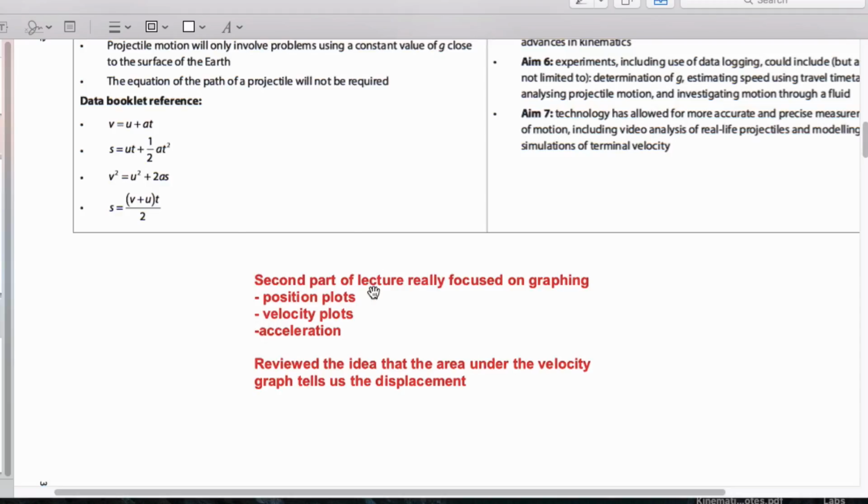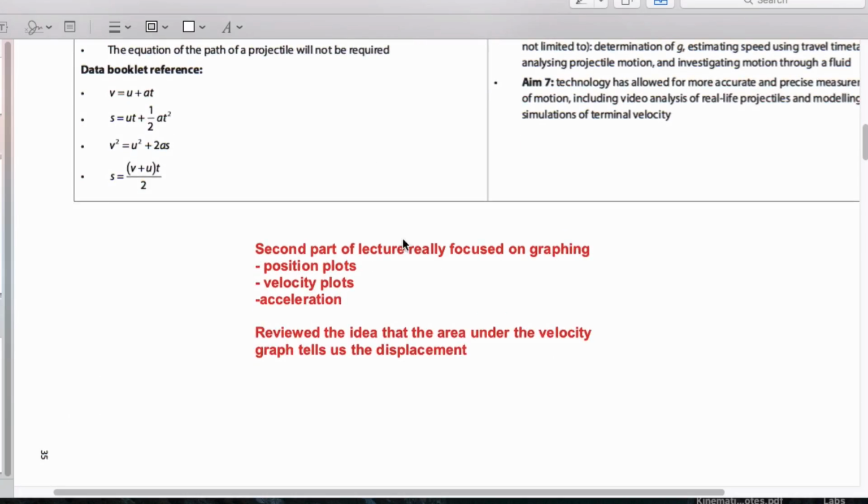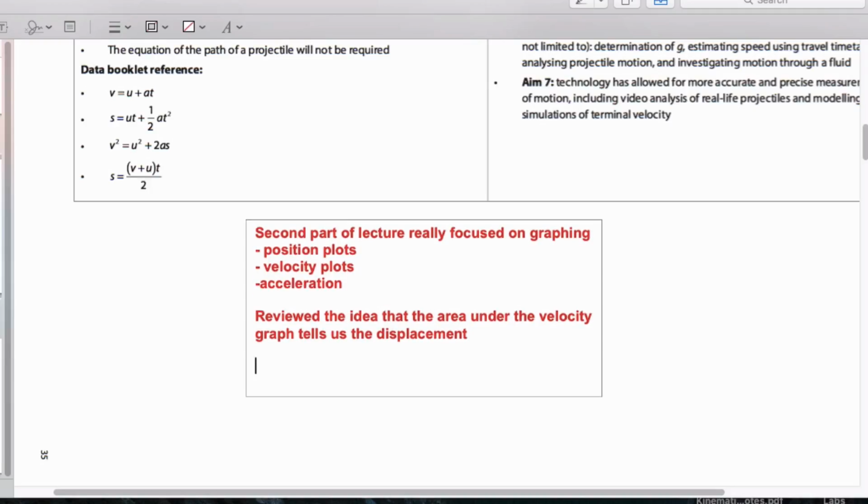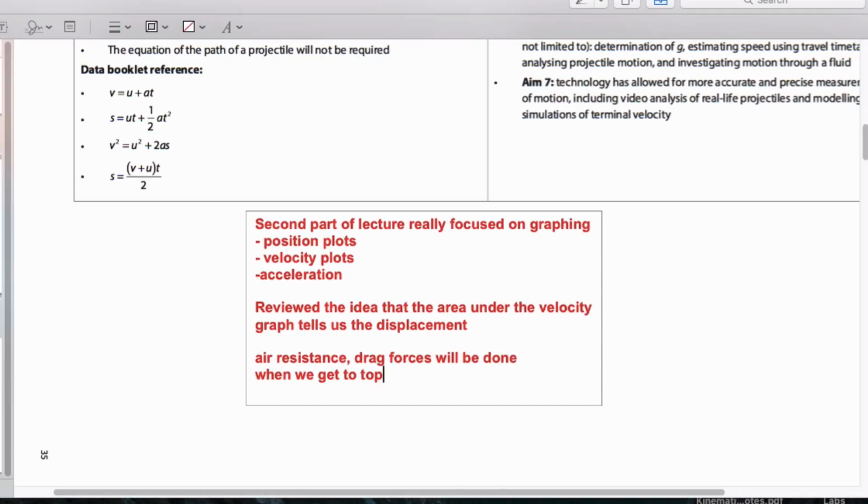We did some practice problems in our slide deck, which you can also see as another attachment. And then we spent the second half of class reviewing graphs, how graphs work, how we use them in physics, and we covered specifically constant velocity graphs and also steady acceleration graphs. A discussion of drag or air resistance and drag forces will be done when we get to topic 2.2, which is forces. So that was the bulk of the physics part.